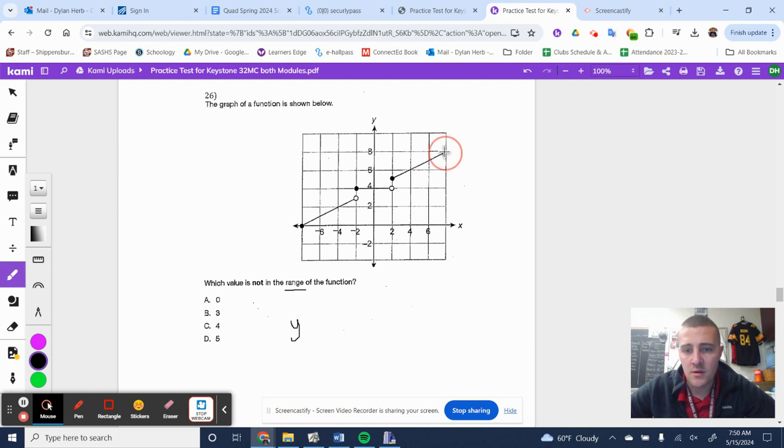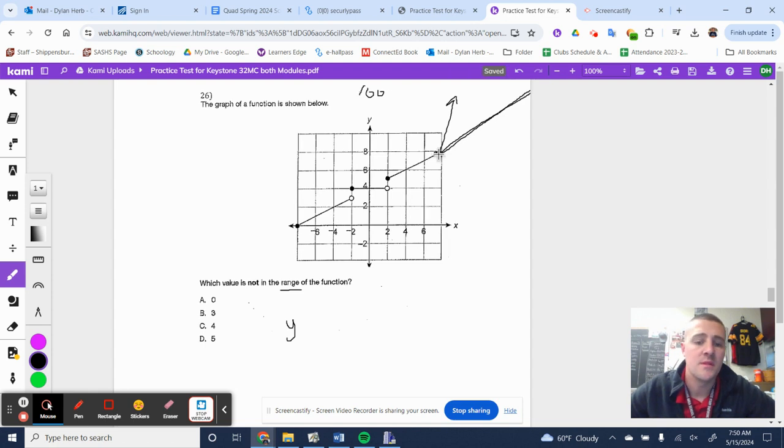So this has an arrow here. I don't know if you can see the arrow. And the arrow means it goes on forever. So everything above here for y, it covers, such as like the number 100 is way up here on the graph. But because there was an arrow here, it means that this graph goes forever. So eventually it will get to the number 100 up there.